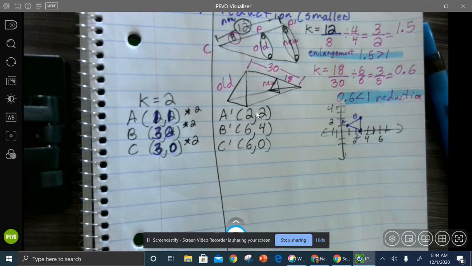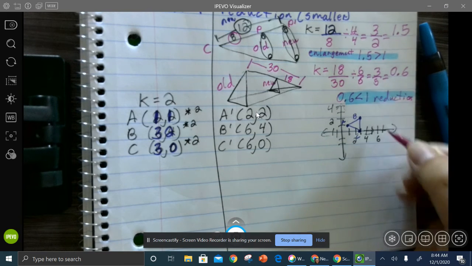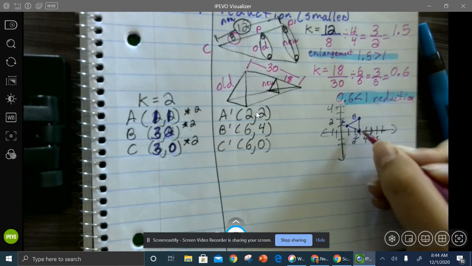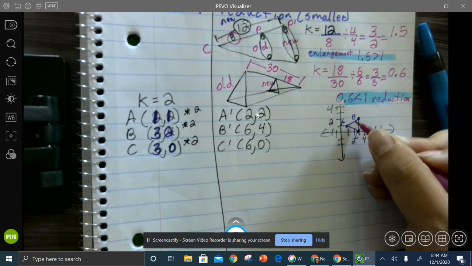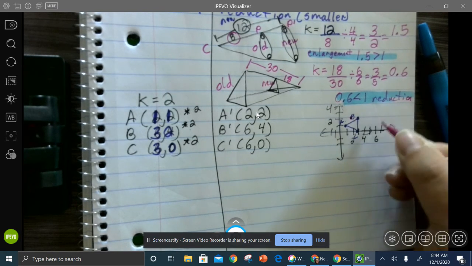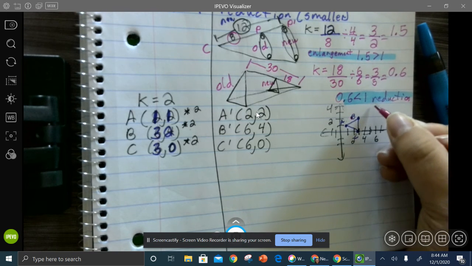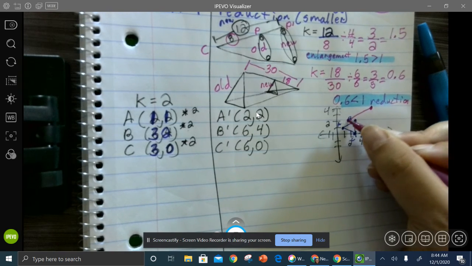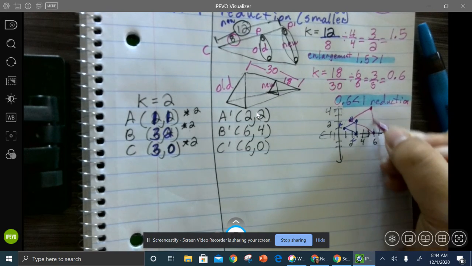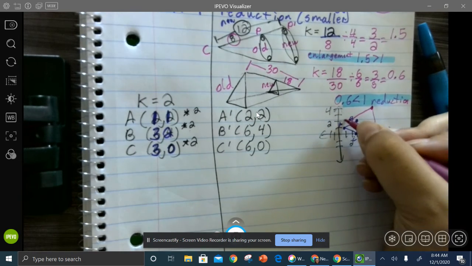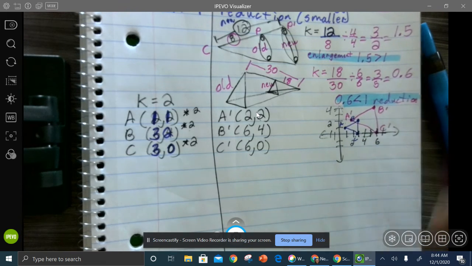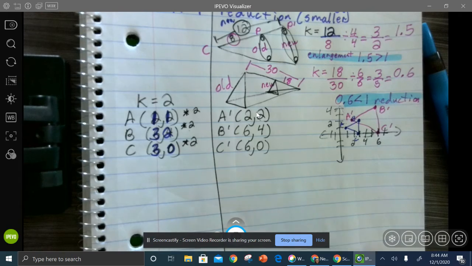Okay, and now we can graph the new one. So we're going to go 2, 2, so right here. And then we have 6, 4 all the way up here, and then 6, 0. Okay, so we got our new one, so we graphed it.